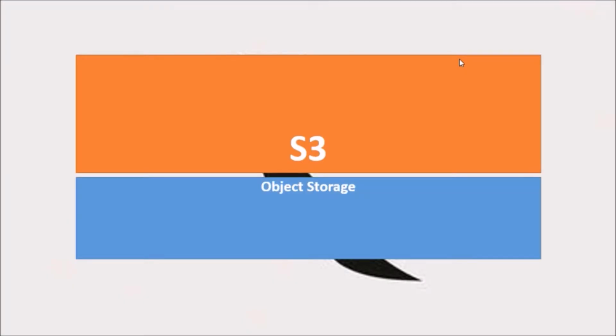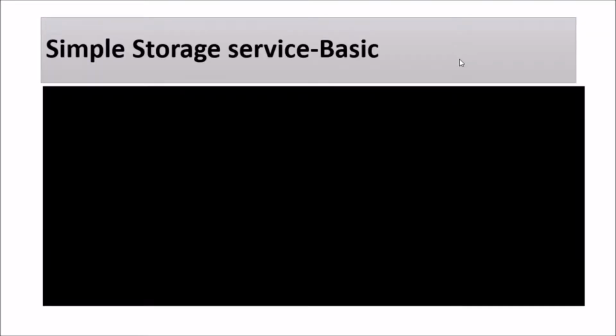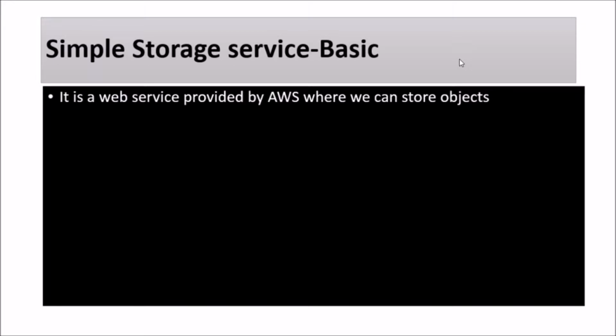Today we're gonna learn about S3, which is the Object Storage Service provided by AWS. S3 simply means Simple Storage Service. It is a web service provided by AWS where we can store objects. It is an object-based storage service, that means we can only store object-based files in it. We cannot store operating system or game kind of files. For those kinds of files, we have a different service called block storage service, which we will discuss in later videos.